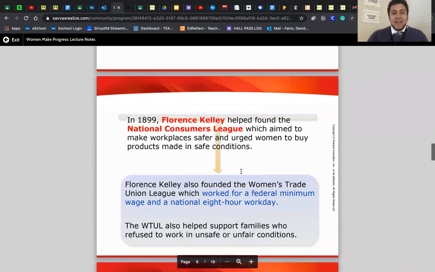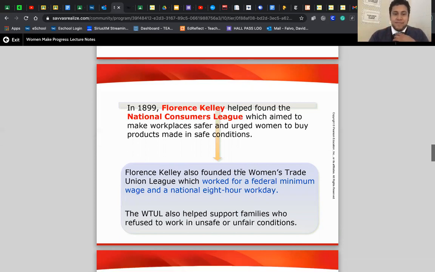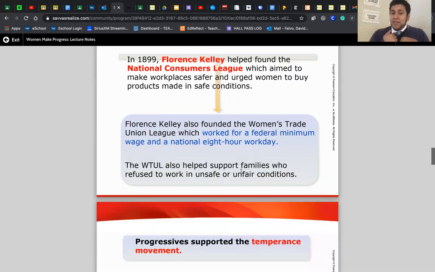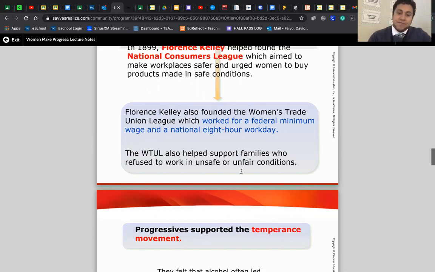In 1899, Florence Kelley helped found the National Consumers League, which aimed to make workplaces safer and urged women to buy products made in safe conditions. She also founded the Women's Trade Union League, which worked for a federal minimum wage. Remember, we talked a little bit about the minimum wage and why we have a minimum wage and what the purpose is, and an actual 8-hour workday. The organization also helped to support families who refused to work in unsafe and unfair conditions.